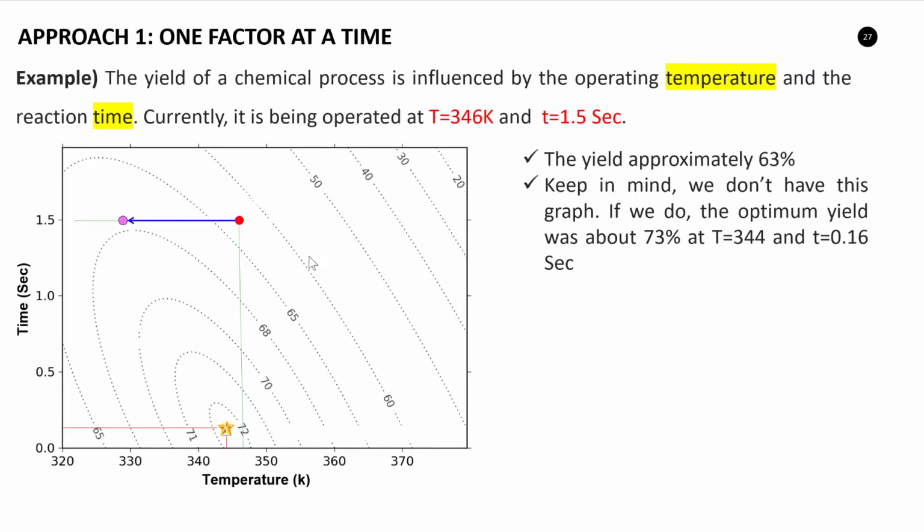Now we keep temperature constant and we increase time. Then we realize that, well, no, not good news. The yield decreased. Look at this graph. Again, keep in mind, we know this information, but the engineer has to do the test. He did the test and he realized that the yield decreased. He is going down the hill, right?